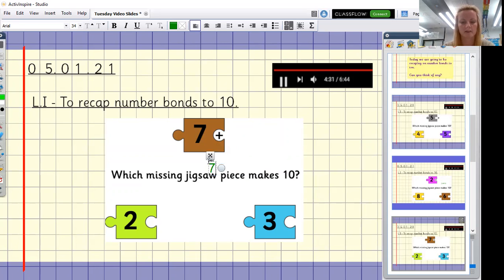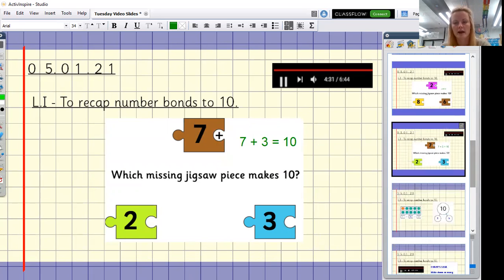Okay, yes, 7 plus 3 equals 10. Okay, so I've written it as a number sentence. I'll put it there so you can see it a bit better. Okay, now we've had a go at that.